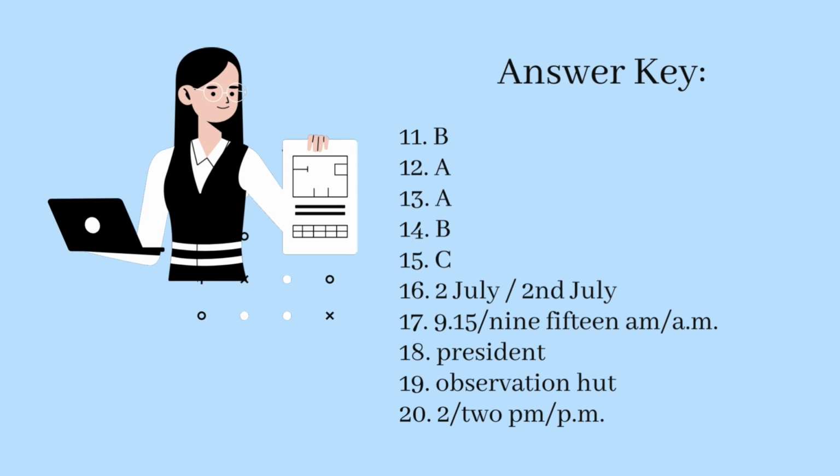The 17th answer is 9:15 a.m. It can be written in three formats, 9:15 a.m., AM, or A.M. It can also be written in word format as nine fifteen AM. So the 17th answer is 9:15 a.m. The 18th answer is president. The 19th answer is observation hut.